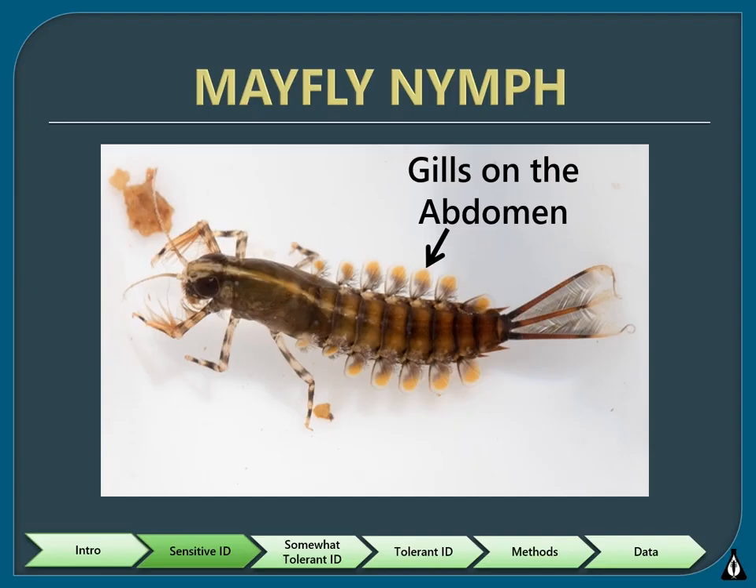This is also a mayfly, as shown by the gills on the abdomen. It looks different from the last mayfly image because they are 2 different species of mayflies. Again, look for the gills on the abdomen and 3 tails to identify a mayfly.